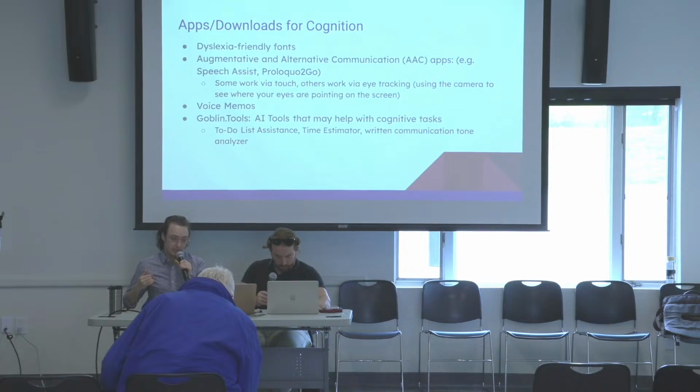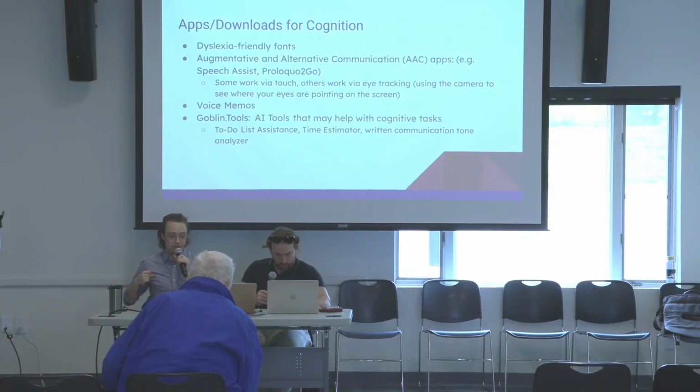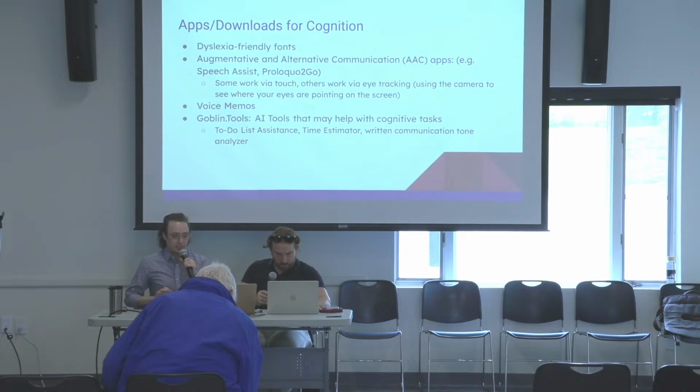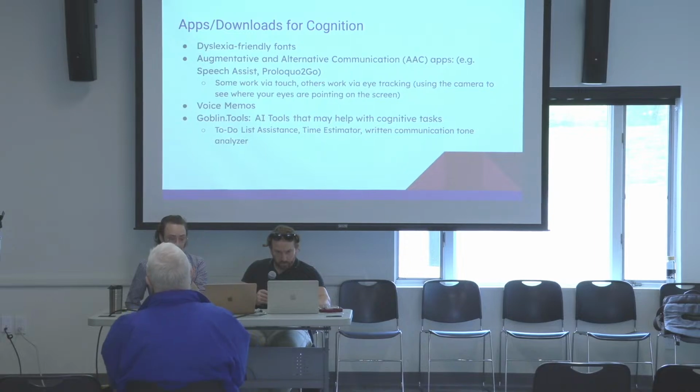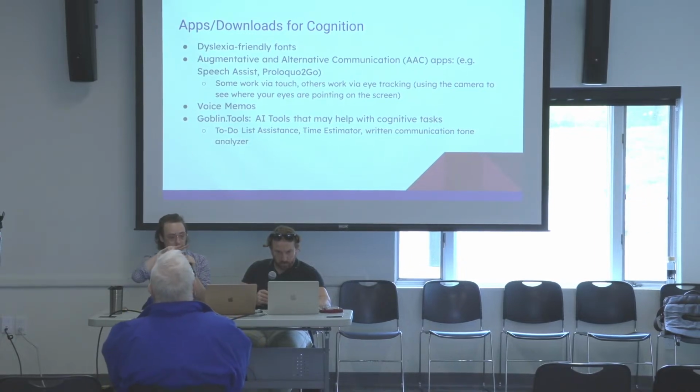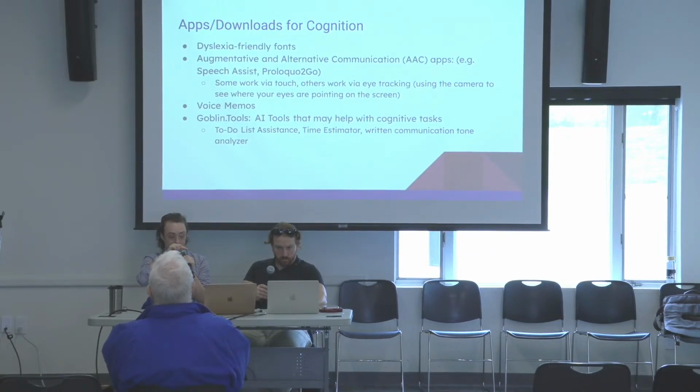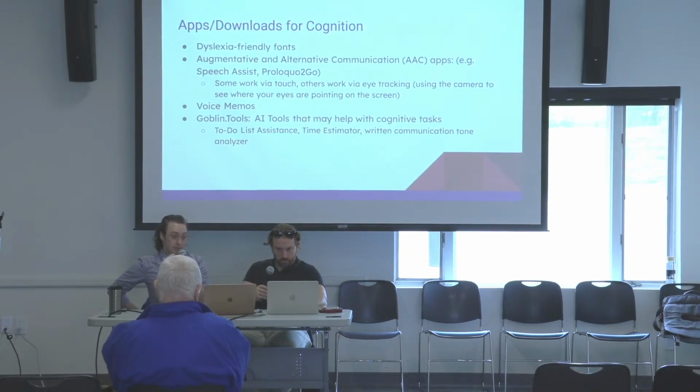So Speech Assist is one, Proloquo to Go is another one. You can either touch them, or there's even ones that work with eye tracking. And when I say eye tracking, that is using the camera on your phone or an external camera that's better at seeing where your eyes are moving, and it controls the mouse based on where it detects your eyes going. So that's a pretty high-tech option, but can be really helpful for folks who don't have the ability to touch things very accurately.